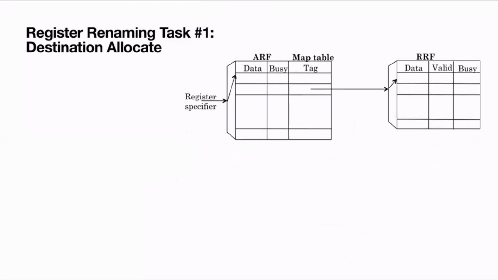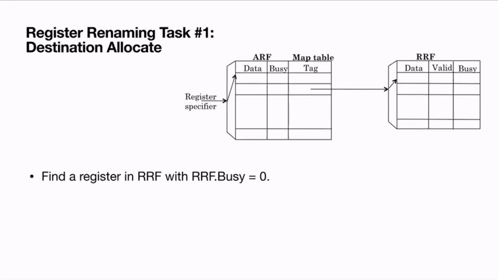First one is destination allocate. Let us again consider the example add R1, R2, R3. R1 is the destination register. Now what I'm going to do is come to the ARF and go to the R1 entry. I'll take one of the free entries in the RRF, and that entry will be mapped to R1.